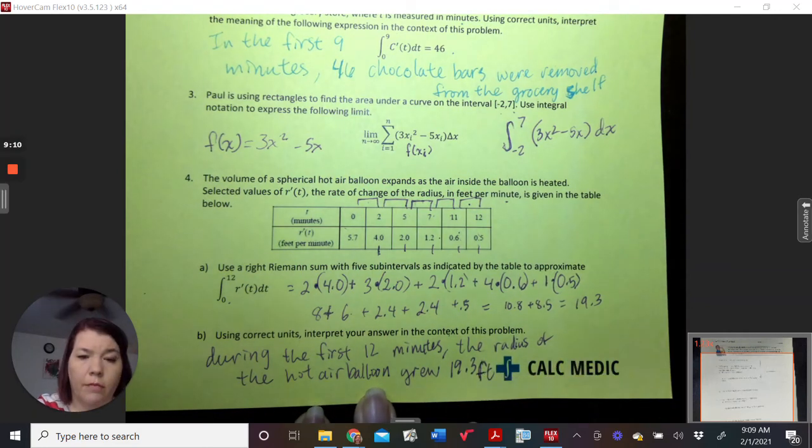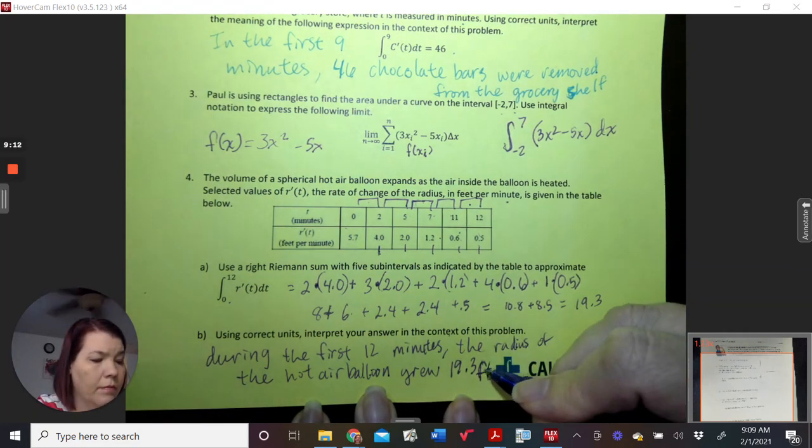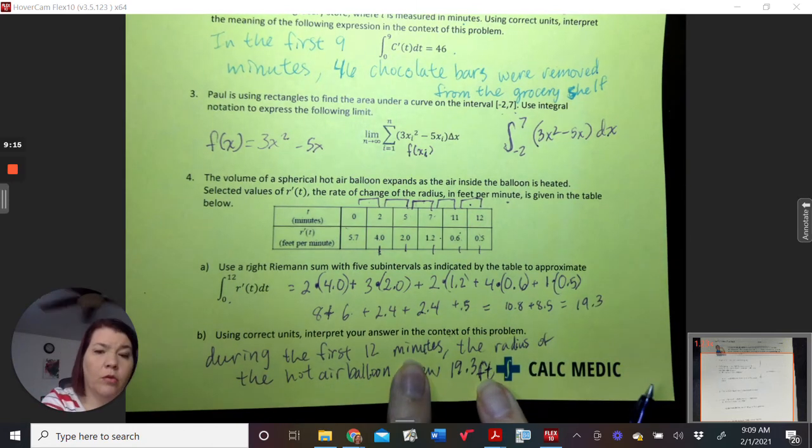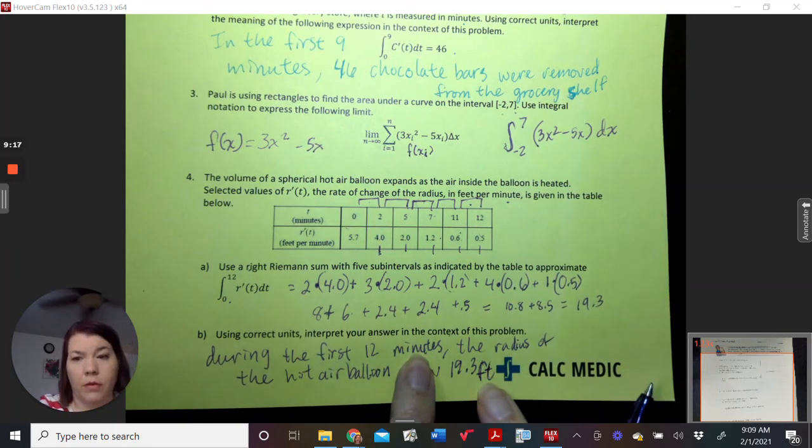That's it. So the circuit that I assigned is a lot of this, not very much of this, although I can find you one of those if you want to practice it.